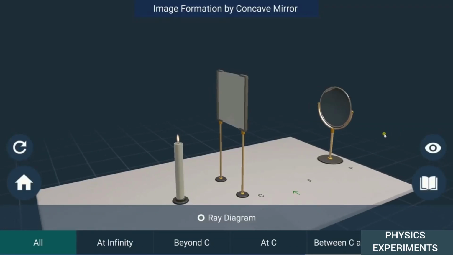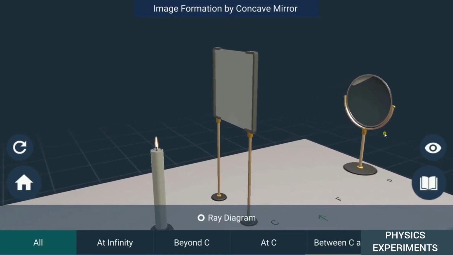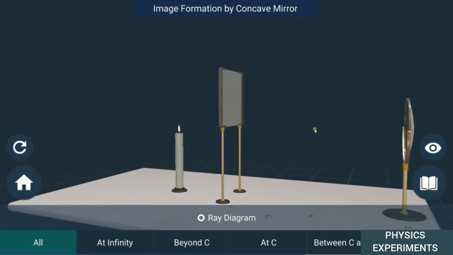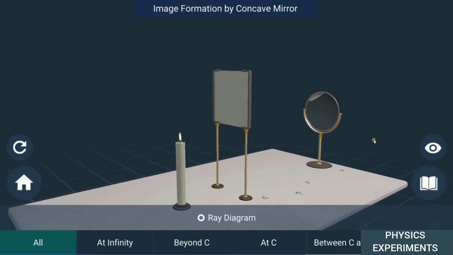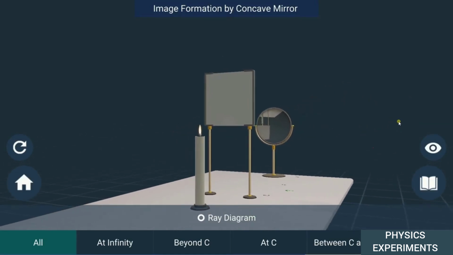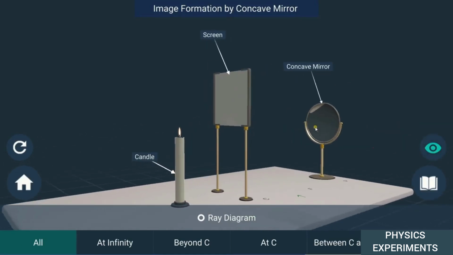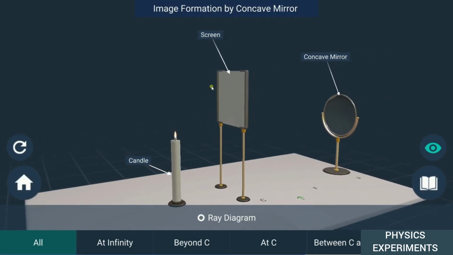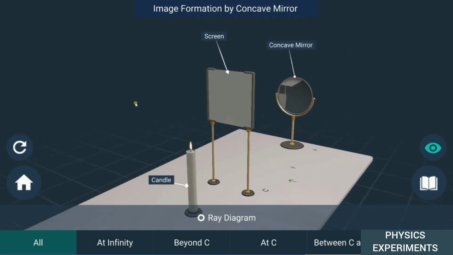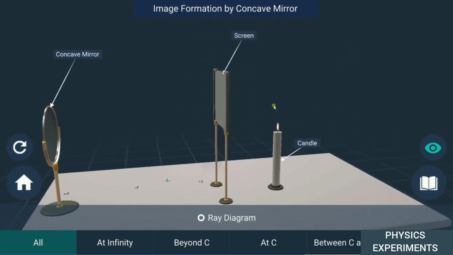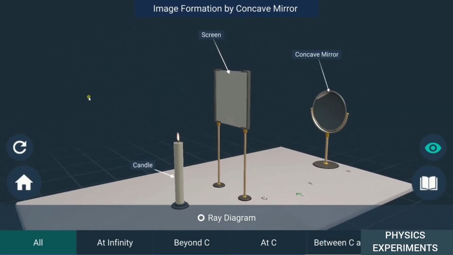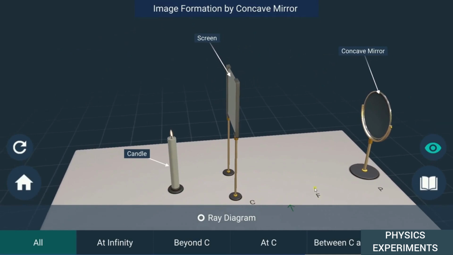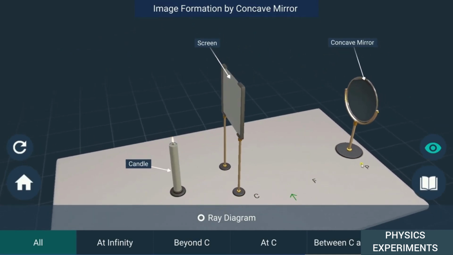Let's find out the image formation by a concave mirror for different positions of the object from it. A concave mirror on a stand, a candle with flame, and a paper screen to capture the image are taken on a horizontal surface as shown. Positions of the center of curvature C, focal point F, and pole P are marked from the concave mirror.